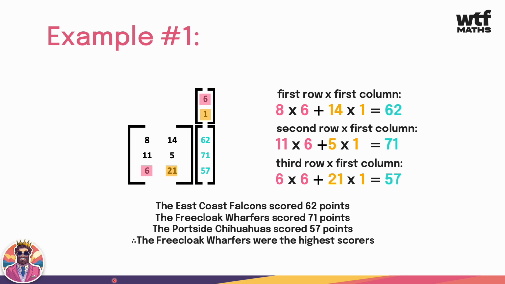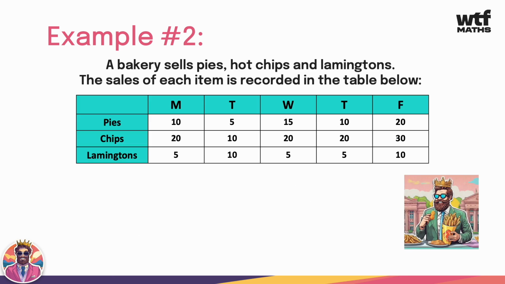So overall, we've described what we've seen in the matrix, and we can see that the Free Cloak Wolfers were the highest scorers overall. So we've answered the question and shown all our working out, which is awesome. Okay, let's try another example.